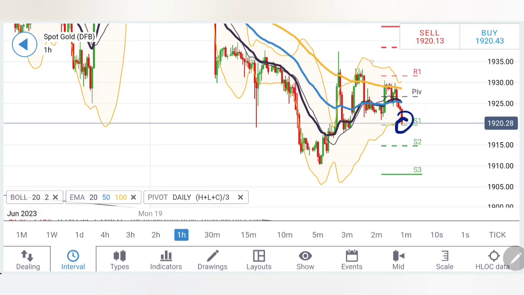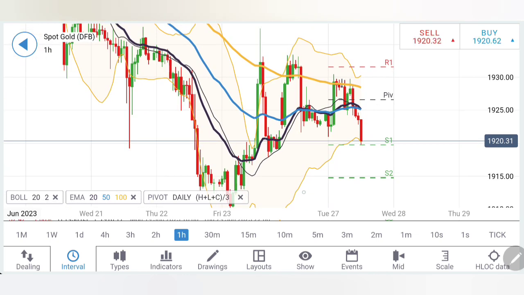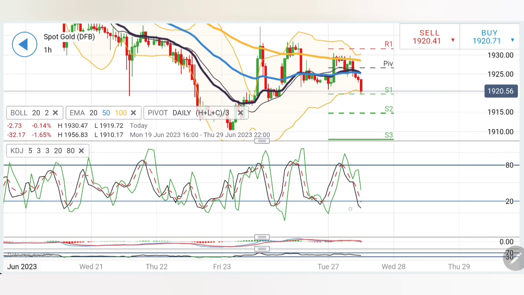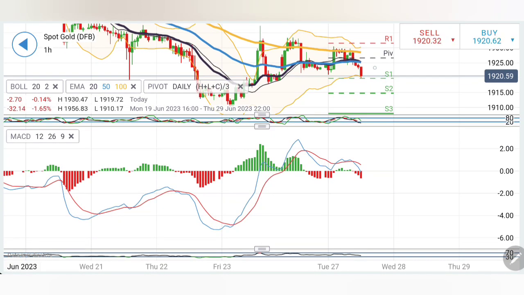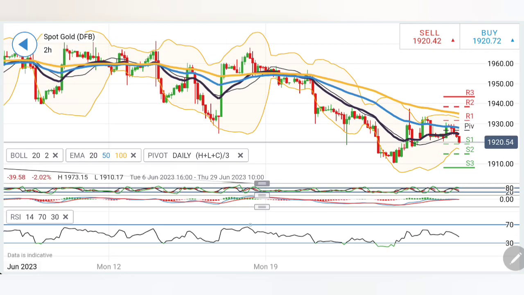Right now it has come down to the support levels at the 1918, 1920 zone. Very strong support exists here. Now if you look at the stochastic, this has come to oversold levels. The MACD is also divergent and bearish. RSI is also looking downwards.